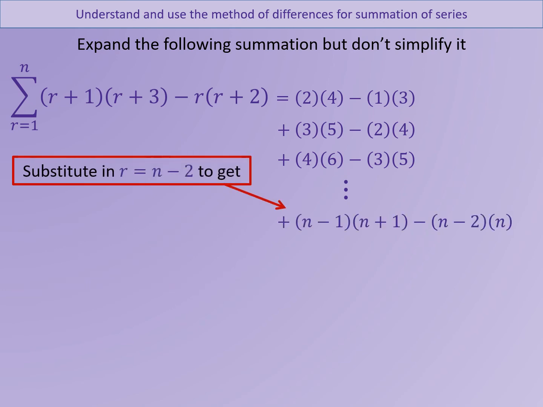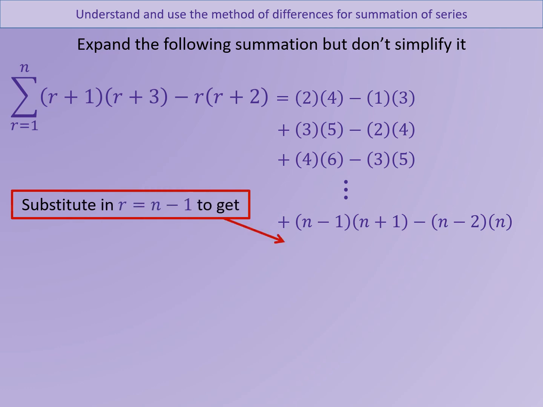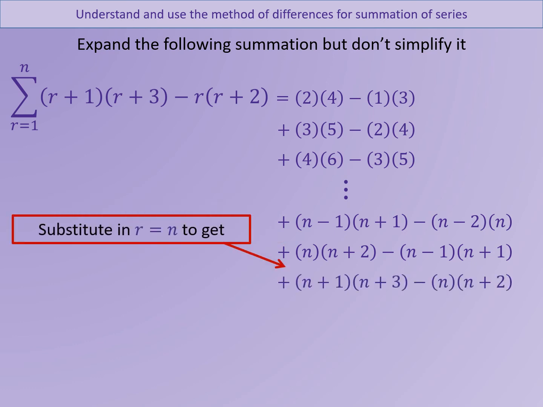So the n minus 2 term is going to simplify down to n minus 1, n plus 1, take away n minus 2 times n. Then the n minus 1 term, so the term before the last one, will become n times n plus 2, take away n minus 1 times n plus 1. And then finally the last term comes from putting in r equals n, which is n plus 1, n plus 3, take away n, n plus 2.